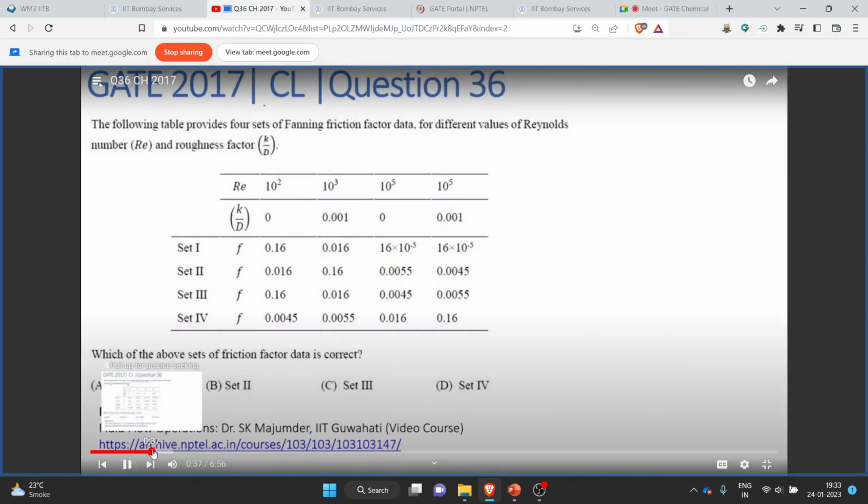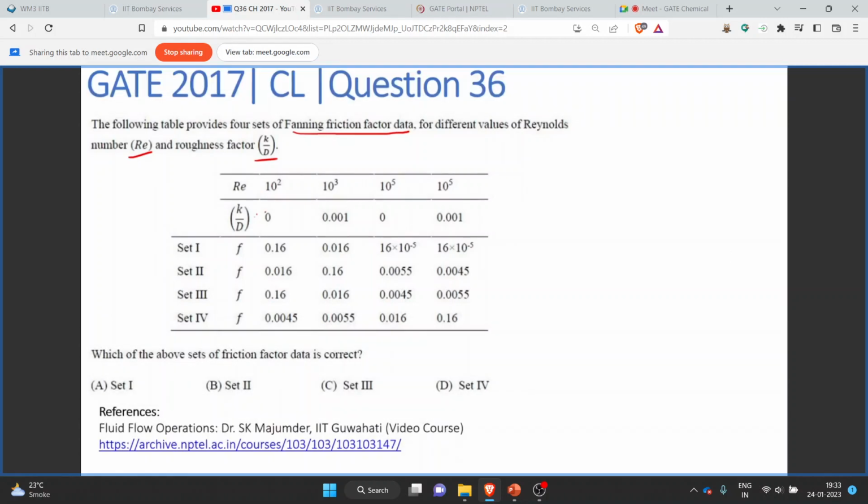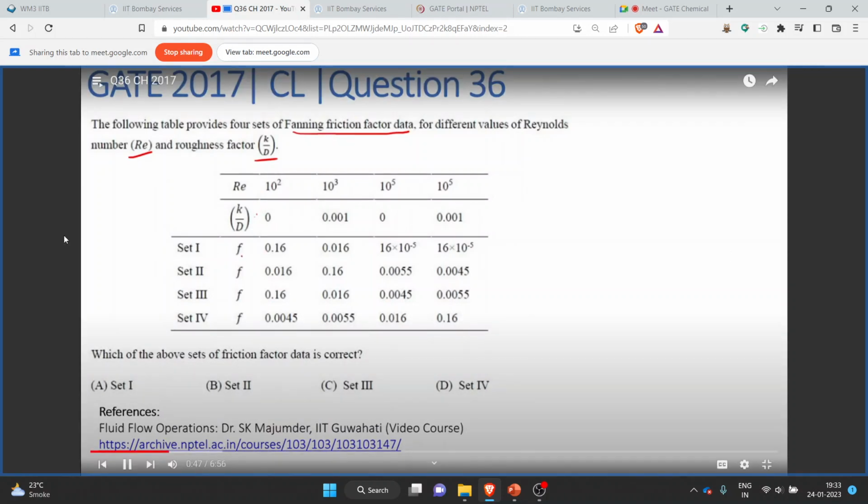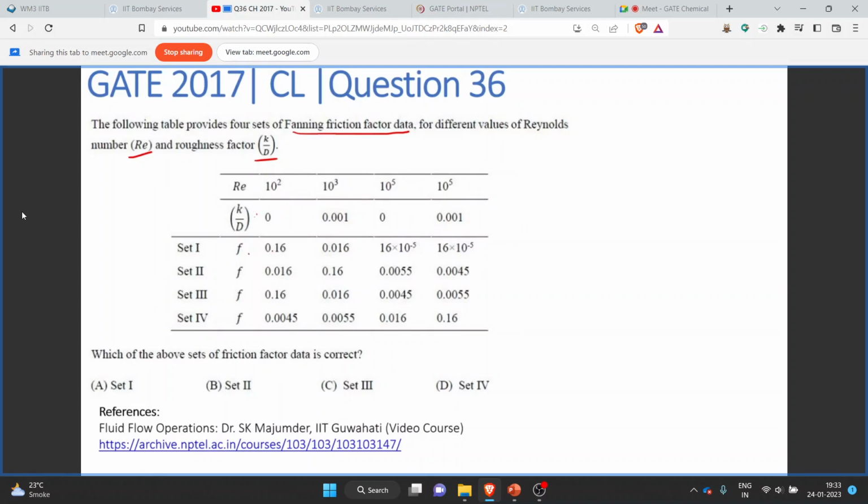Question number 36. For each Reynolds number we have been given a roughness factor K by D, and for each Reynolds number and roughness factor we have been given the calculated Fanning friction factor for these four sets: set 1, set 2, set 3, set 4. We have to find which one of the following four sets is correct.